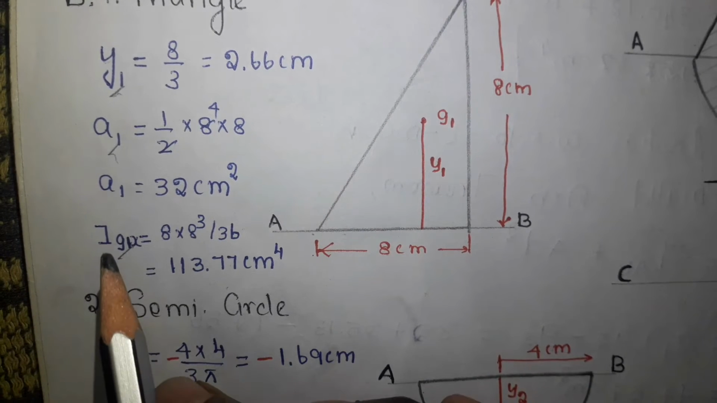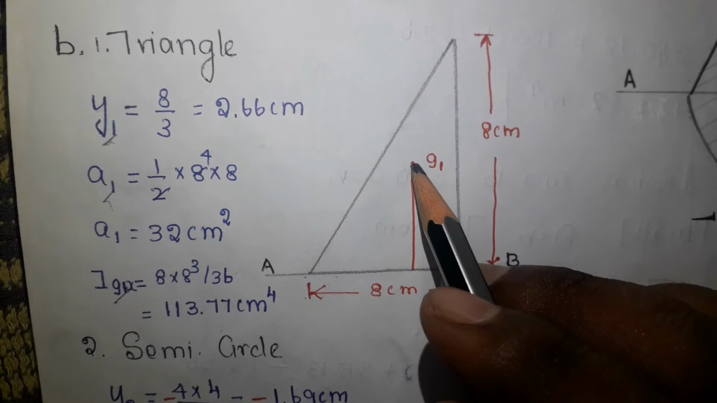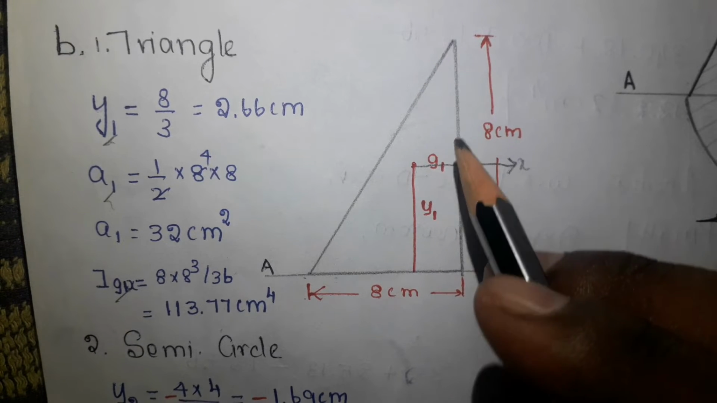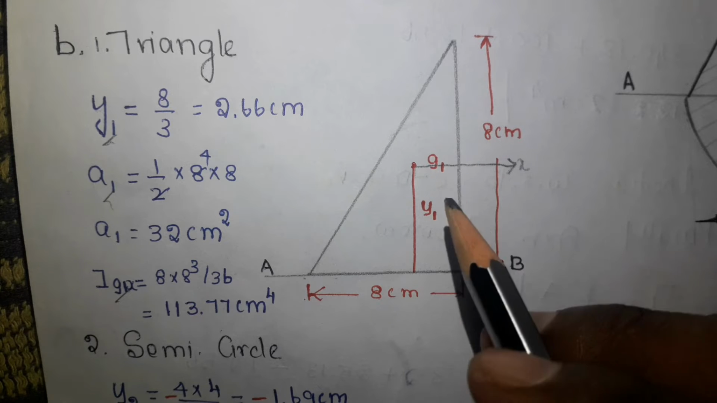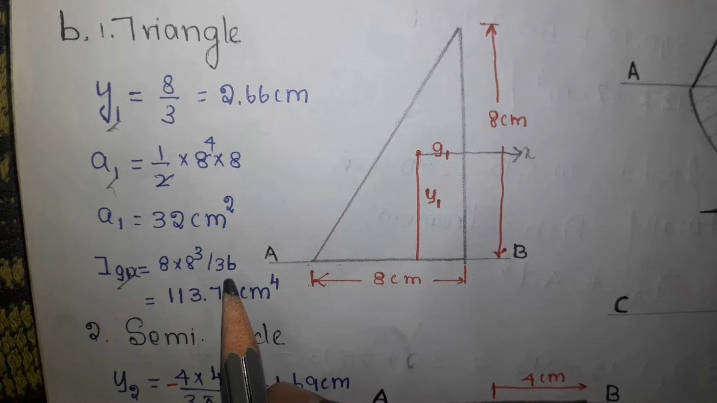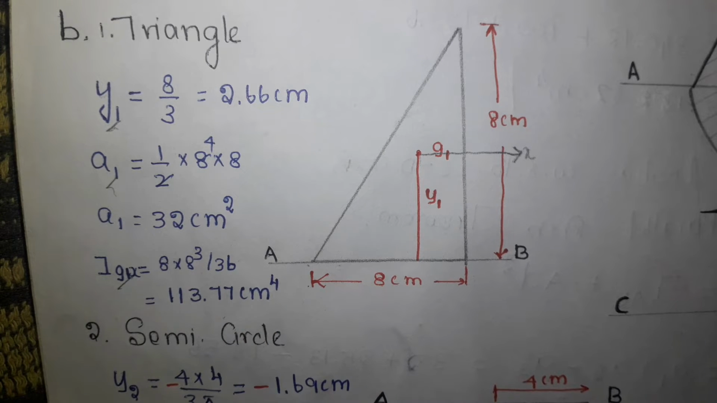Now the next one is Ig1x. It is nothing but the axis passing through this axis. So we have to find the moment of inertia with respect to this axis, and the formula is bh cube divided by 36. So when you substitute the values, you will get the answer as this one.